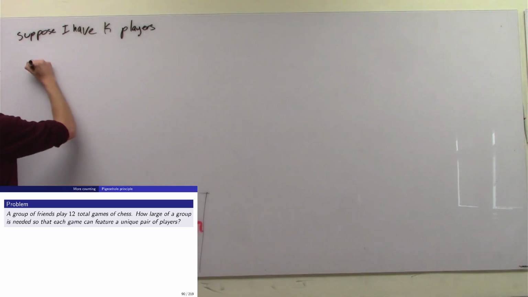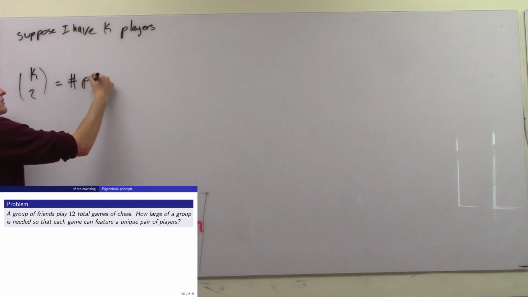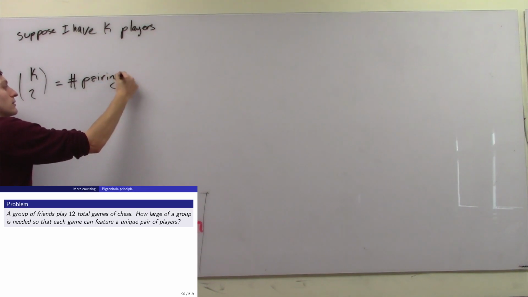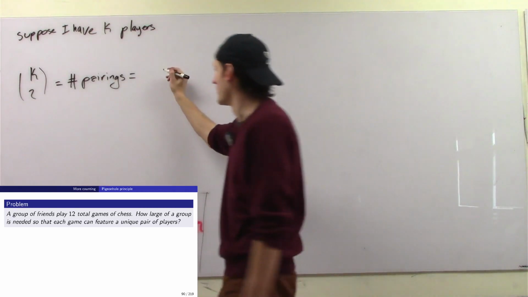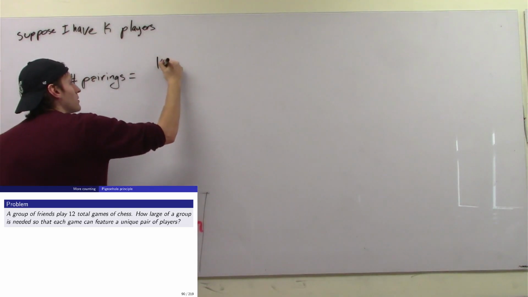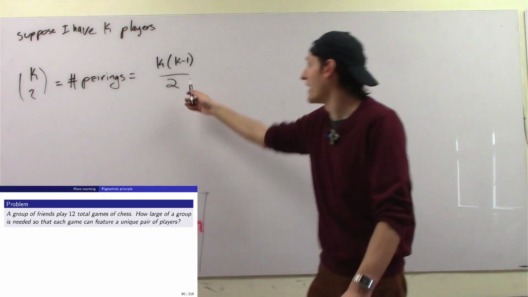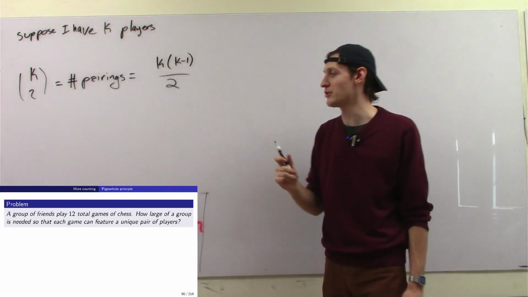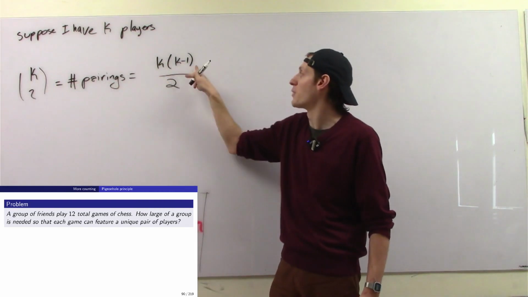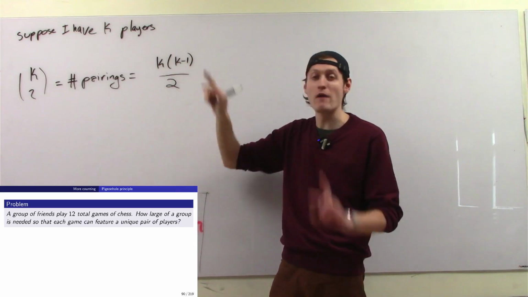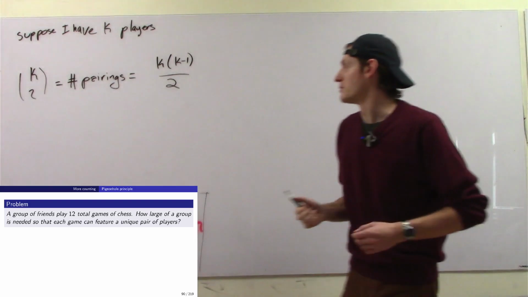First thing I want to figure out is, what is K choose 2? This is the number of pairings. Using an earlier theorem, you can write this as K times K minus 1 over 2. So this is K factorial over K minus 2 factorial times 2 factorial, as we saw proved. You can also count all the ways to pick one player in one of K ways, and the second player in one of K minus 1 ways. However, we've double counted because we could have picked these people in the opposite order, so we divide by 2 to account for that.